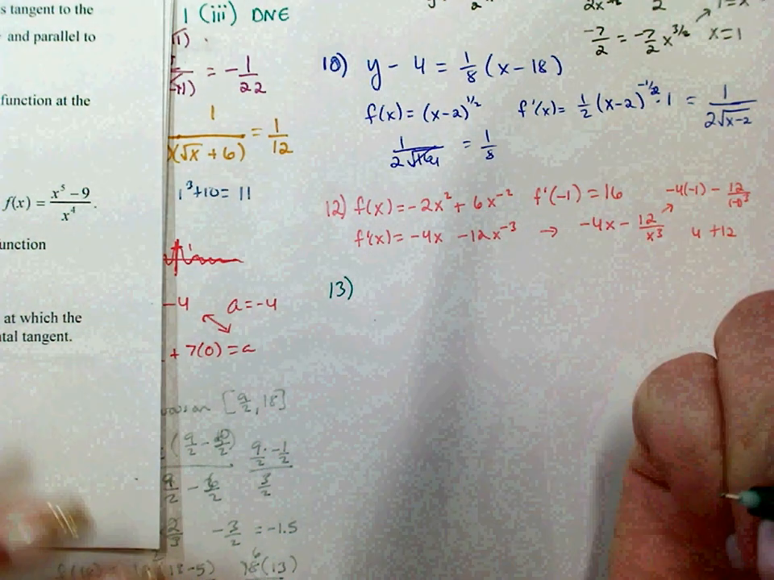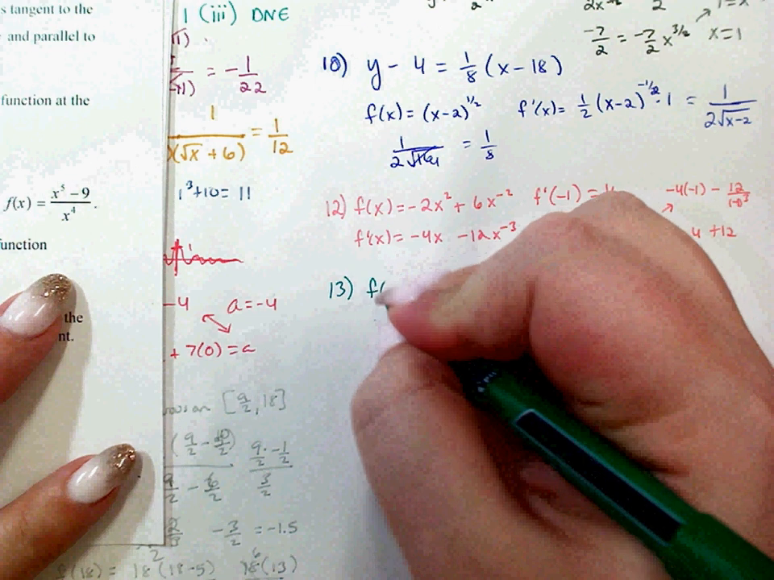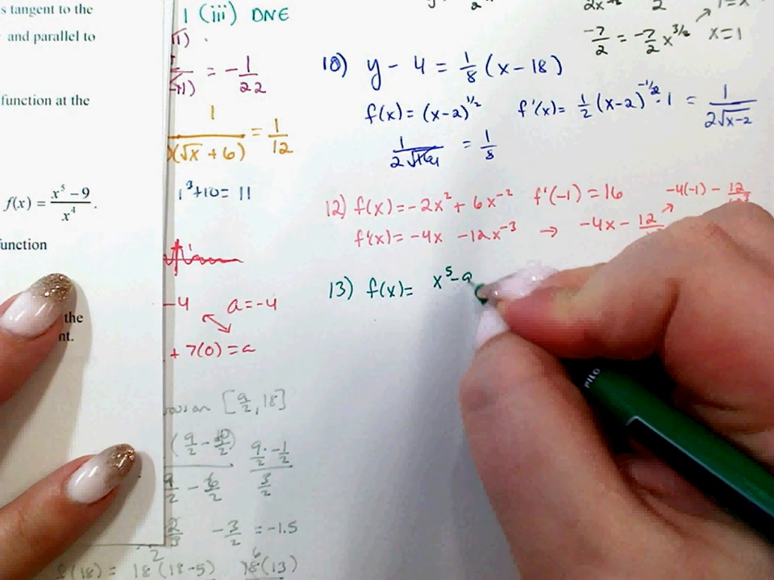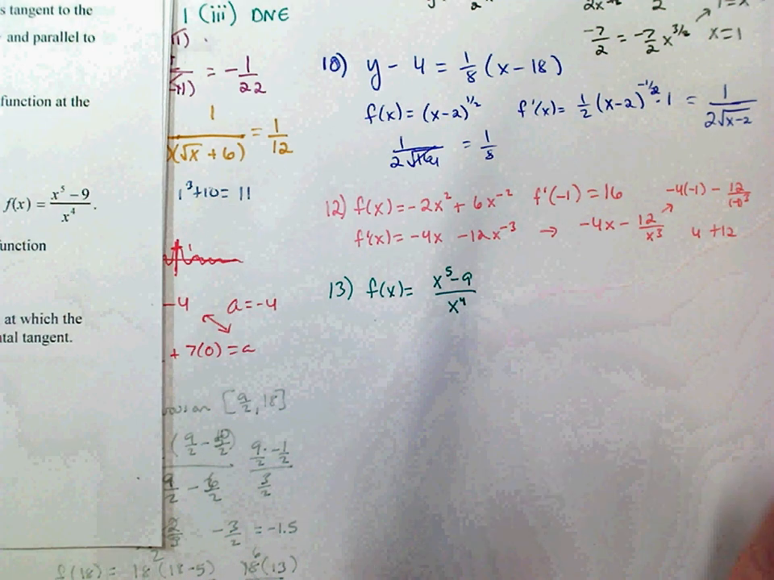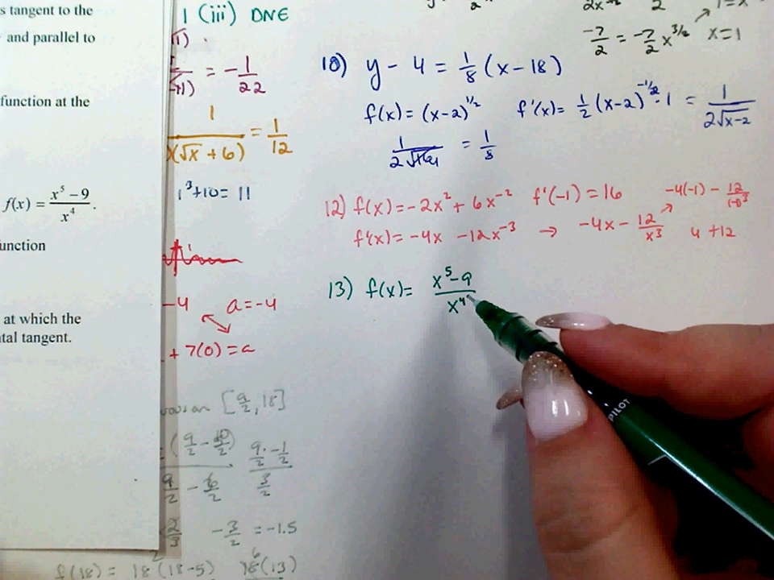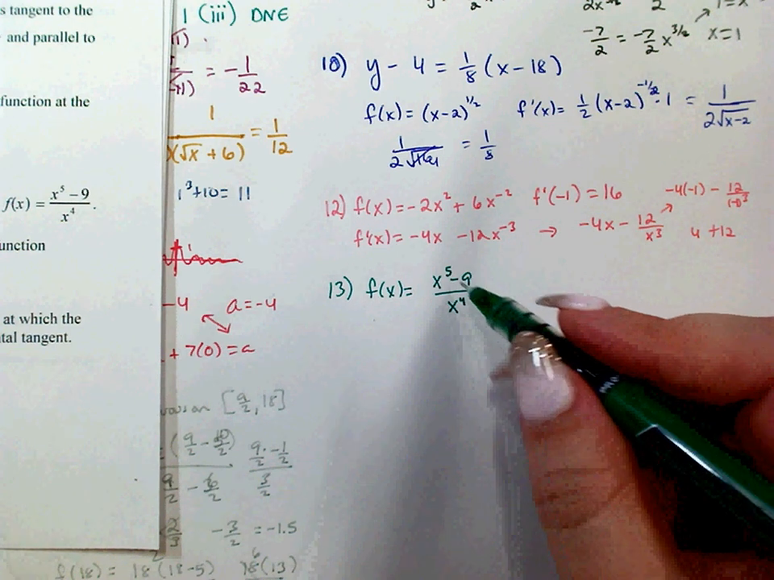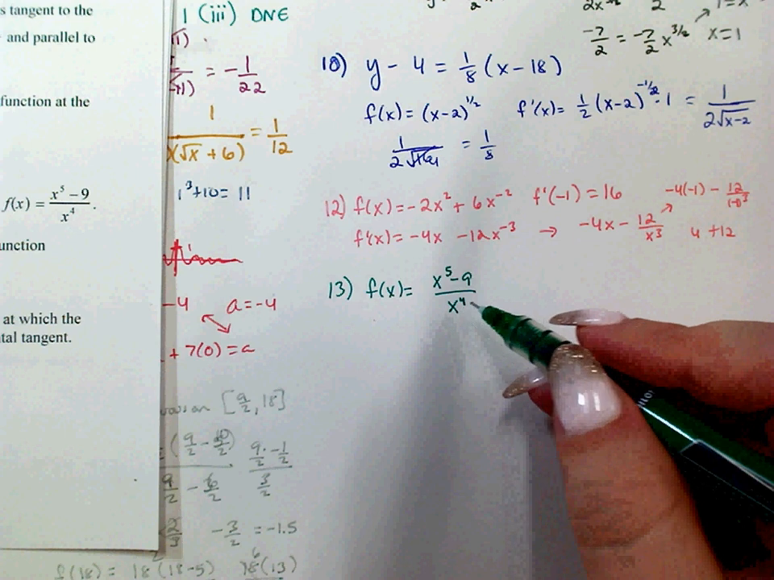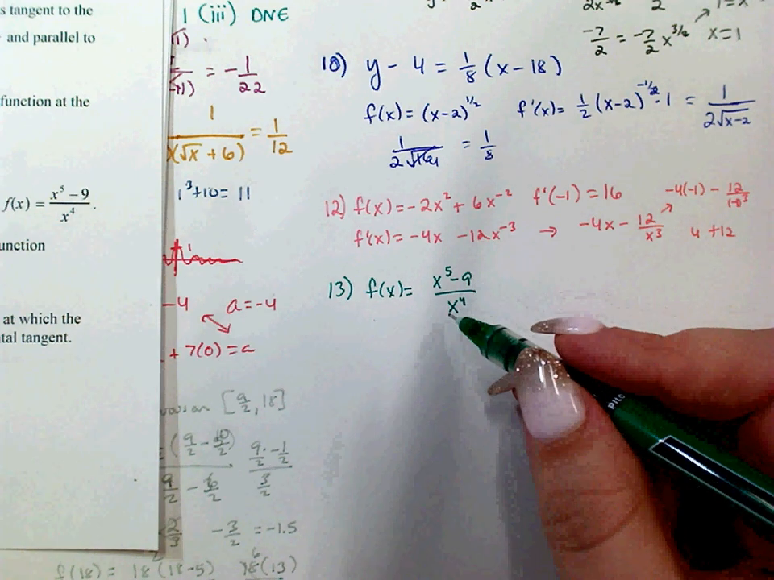Number 13 says find the derivative of the function f of x equals x to the 5th minus 9 over x to the 4th. So there's a couple different ways to do this. You could do the quotient rule, and I'll do that in a second, or you could do just the power rule, because there's only one term in the denominator, and when there's only one term in the denominator, you can split it up.